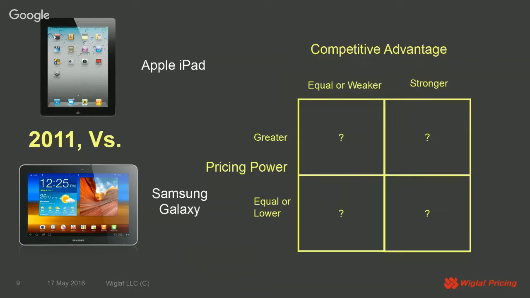So let's play this out with some games. An Apple iPad versus the Samsung Galaxy. The year is 2011, 2 years back. Now, this is 1 year after the Apple iPad had just introduced itself in the market. That's an important little part, because think about this issue of creating a sustainable competitive advantage.